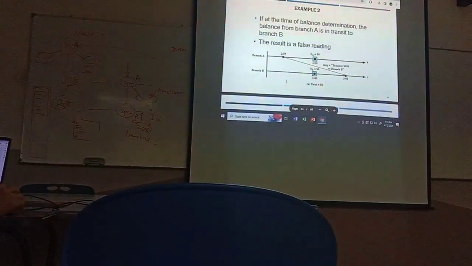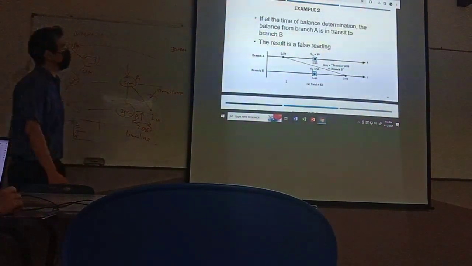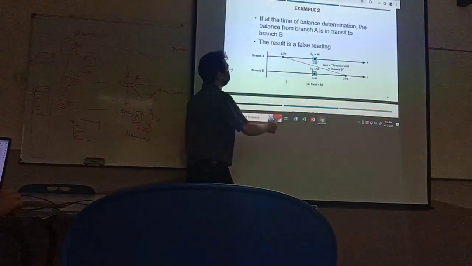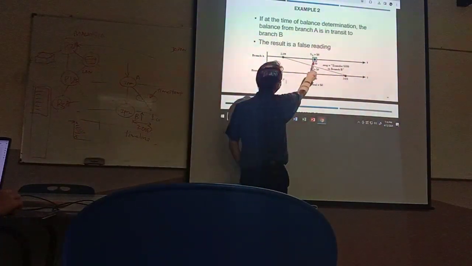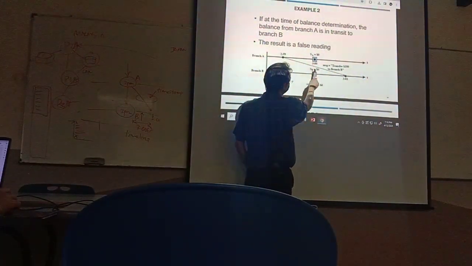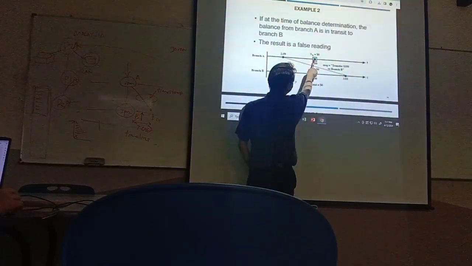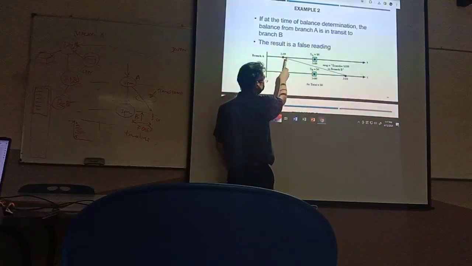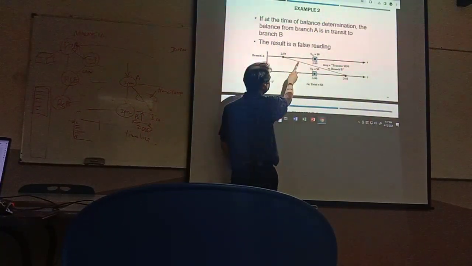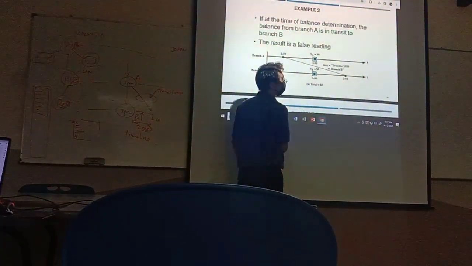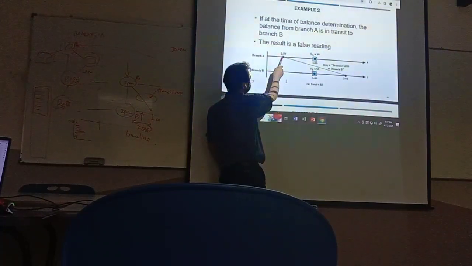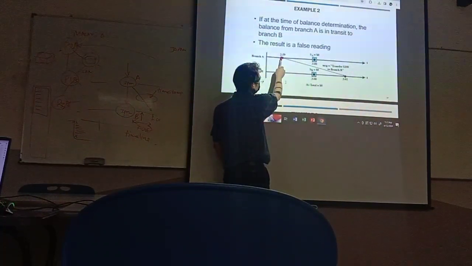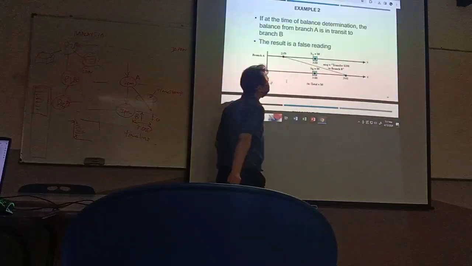Okay, these are false readings. Here's one example. This is still not exactly the same time, that means this is synchronized with another machine. So when you withdraw, you transfer the money, let's say from branch A to branch B, right? You transfer at 2:59, but it reaches here at 3:01.